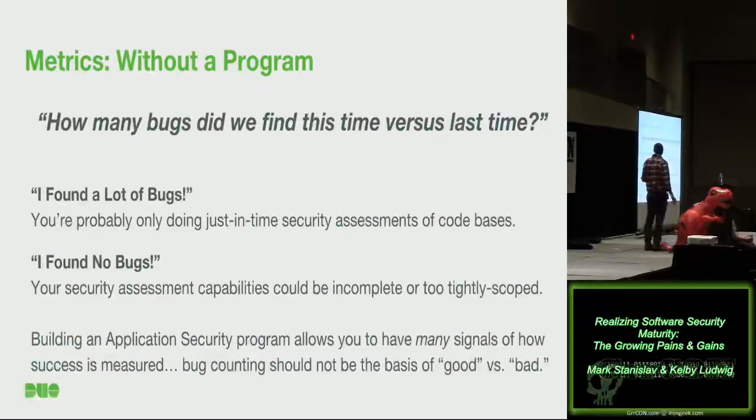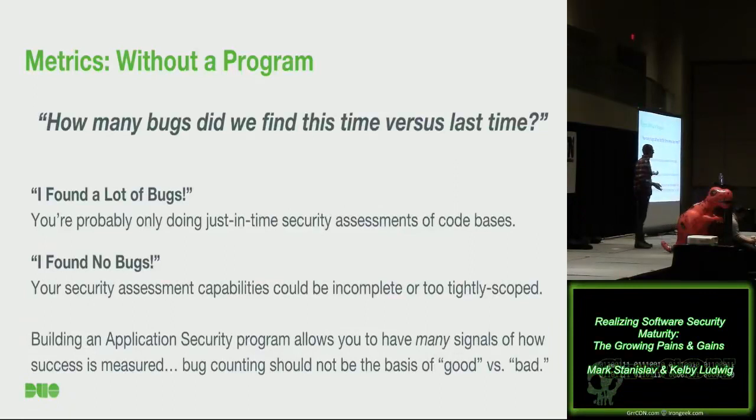So another key aspect of an AppSec program that we highlighted earlier is metrics. A very common first pass metric, which may serve as the foundation of a program for low security maturity organizations, is bug counting. I used to be a consultant, so I used to hear this all the time. You know, how many bugs did we find this time versus last time? That's a common measure for success of many organizations for their application security program.